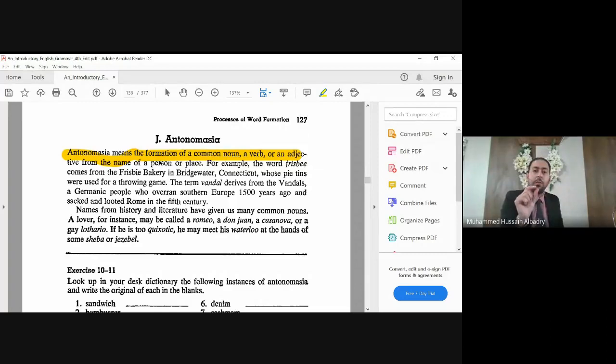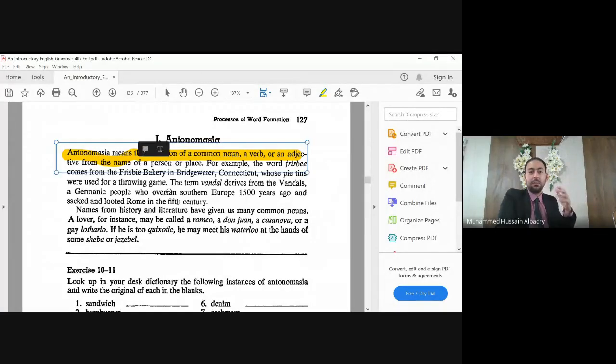Antonomasia, it means that we form a common noun. We have the formation of a common noun, verb, or adjective from a name of person or place. For example, we have hamburger. From where do we have hamburger? Okay, it's a hamburger, we eat it. Or Kentucky. So we formed here what? The formation of common noun, verb, or adjective from name of person. Someone named Kentucky, or a city called Kentucky.